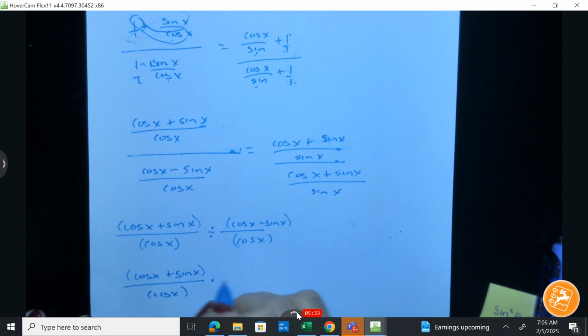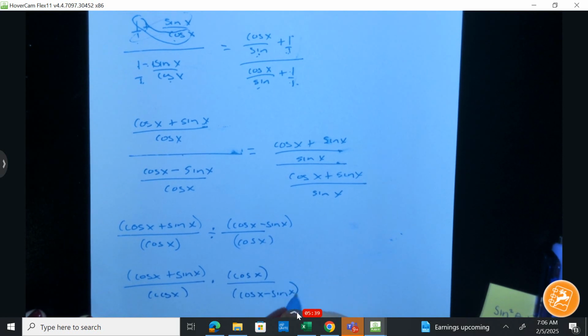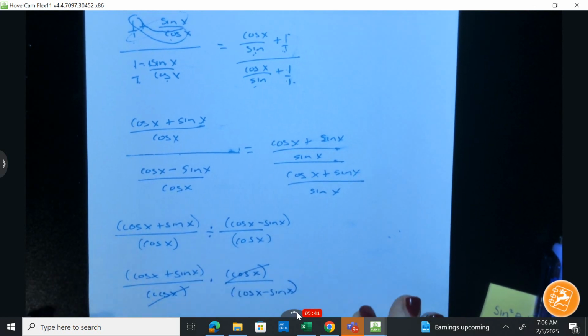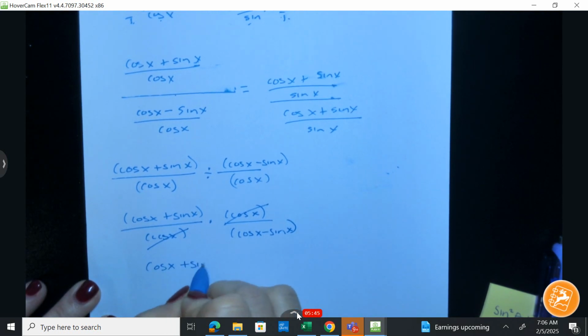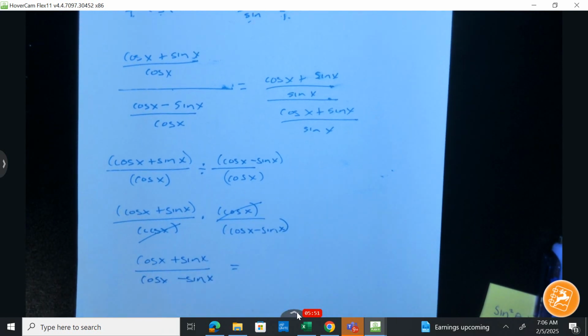I'm going to turn division into multiplying, and I'm going to take the reciprocal of the second. We can see the cosines then are going to be simplified, and I'm left with the cosine of x plus the sine of x over the cosine of x minus the sine of x. That's what I have right now on the left-hand side.